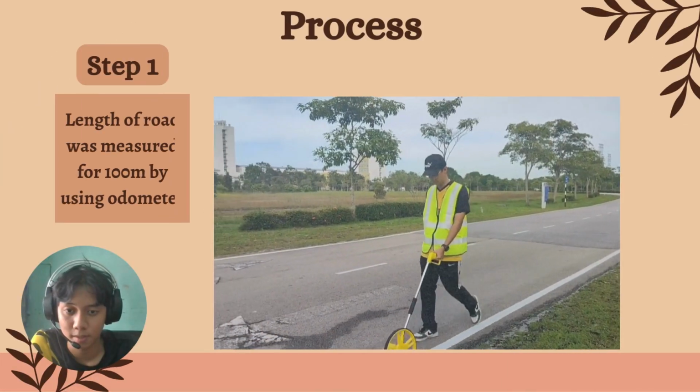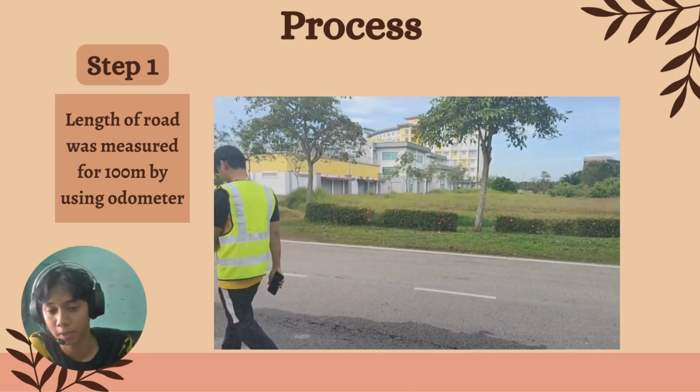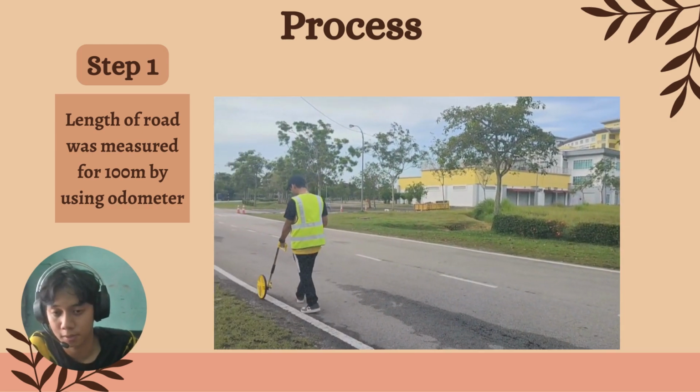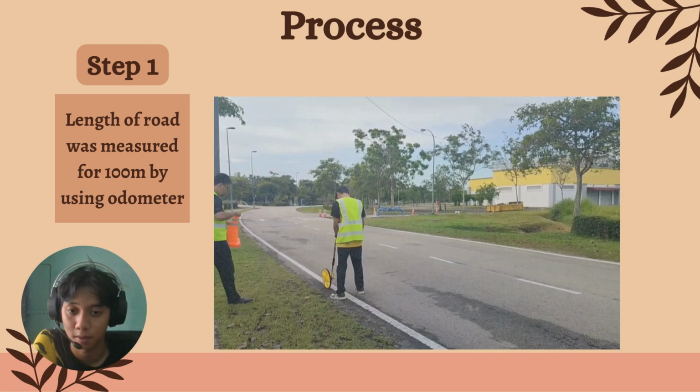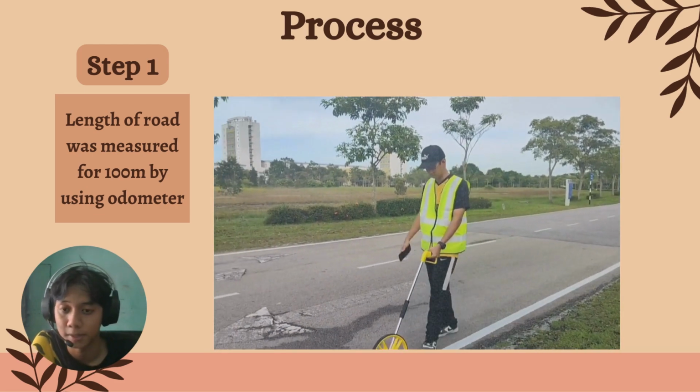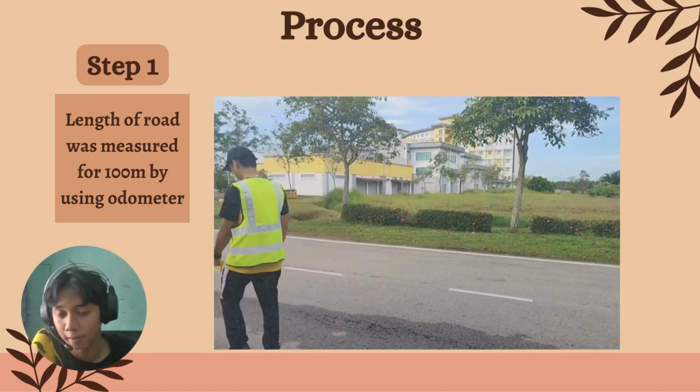As you can see here is a video of us using the measuring meter wheel to measure the section of the road distance, such as for the first section we will count about 100 meters, and then we will count about another 100 meters for another section.